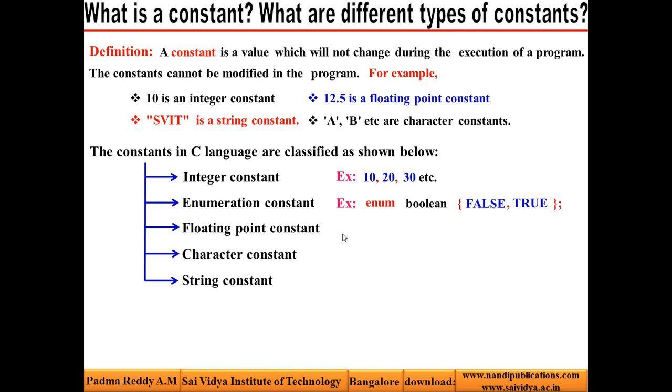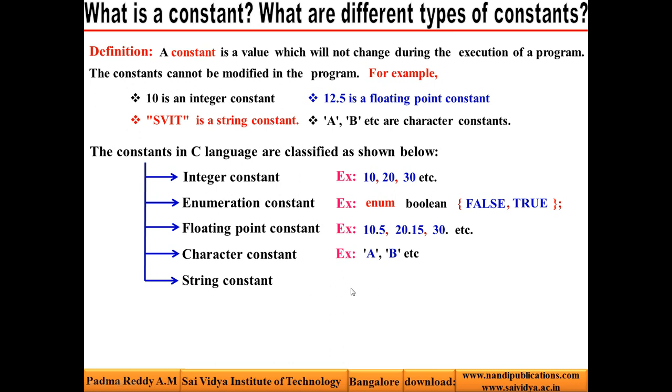Now let us see some of the examples for floating point constants. 10.5, 20.15, 30 point, etc. are some of the examples for floating point constants. Now let us see the example for character constant. I can say letter A, letter B, etc. enclosed within single quotes like this are considered as character constants.